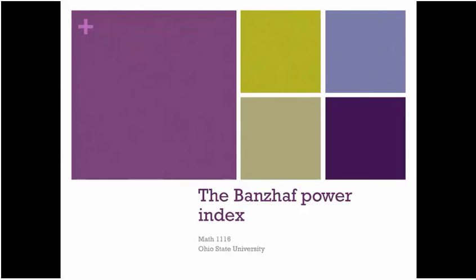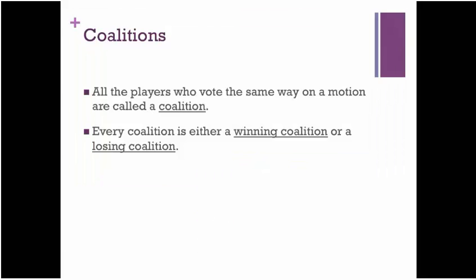Now we'll learn how to calculate the Banzhaf power index. Remember that we're going to base this on coalitions, and recall that a coalition consists of all the players who vote the same way on a motion. Now, a coalition is either a winning coalition, that is to say it has enough votes to pass the motion, or it's a losing coalition.